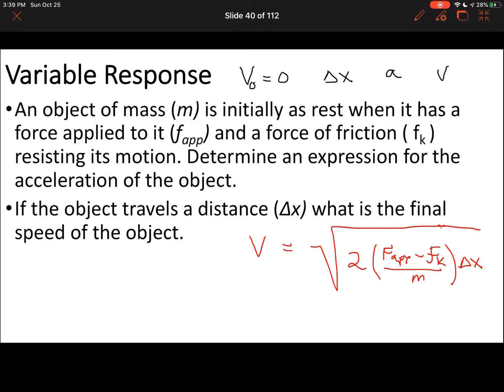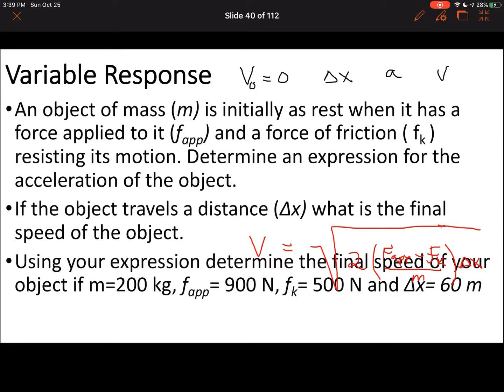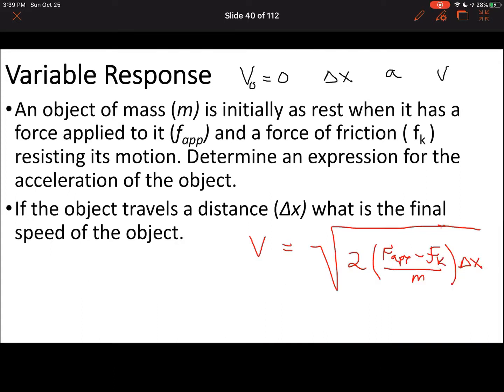But like two, now you can choose any F applied, Fk, delta x, and m and get an answer for the final velocity. I could pick four random values right here. If the mass was 200 kilograms, F applied was 900, Fk was 500, and delta x was 60, can we find the final speed of the object? Absolutely. All we have to do is plug those values into this equation here. This tells me how certain variables are related to other variables.